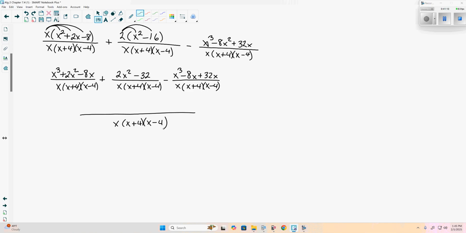Got them all simplified, combined like terms. Now we can actually add and subtract the numerators. Now we don't have to do this individually, do the first two and then the next one. We can actually add and subtract all of our numerators at the same time.